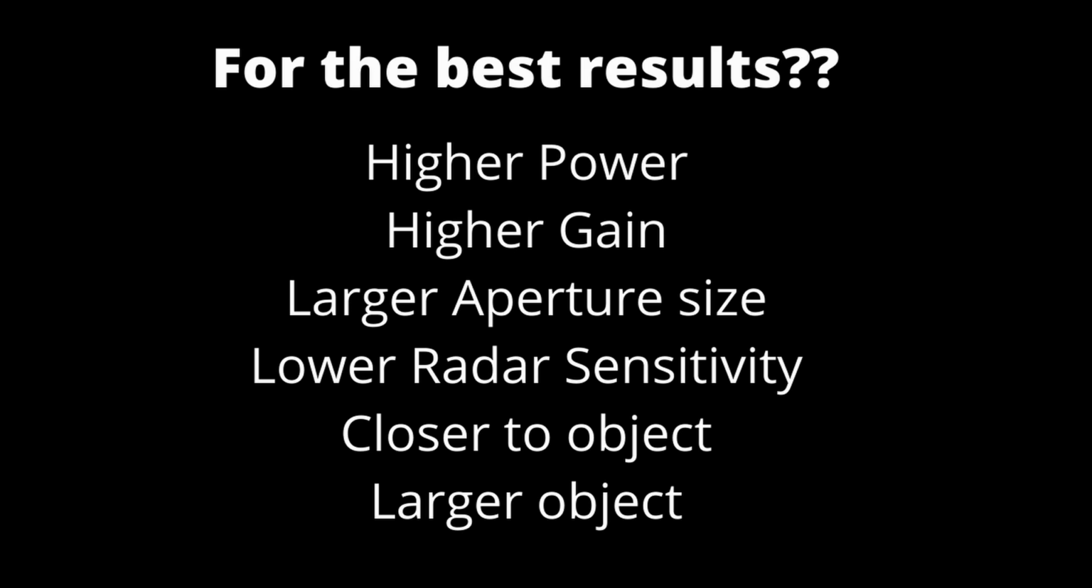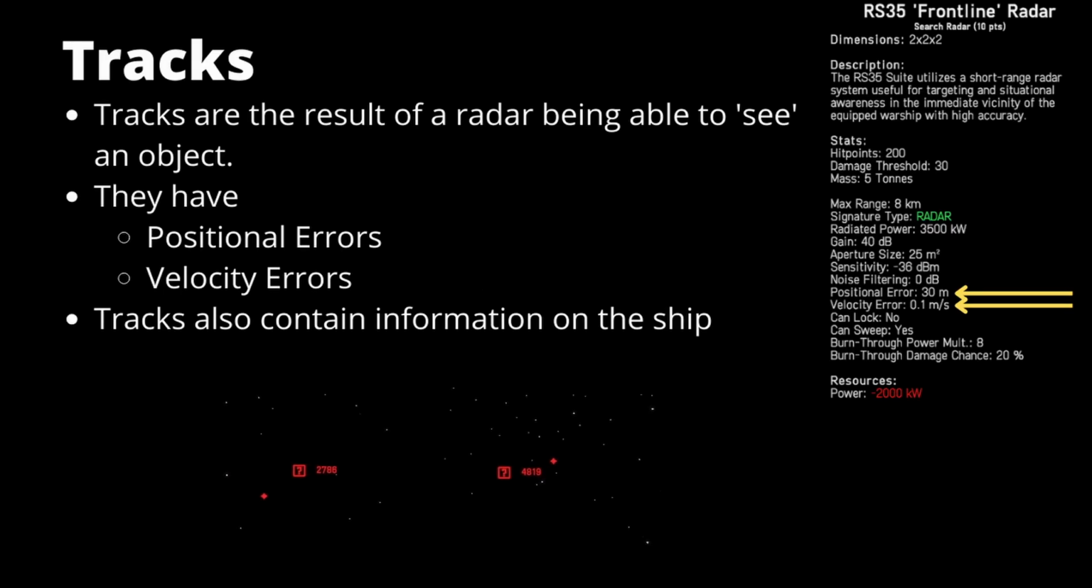As you get closer to the object, more power is going to be bounced back, and if there's a larger object, more power will be bounced back towards your radar's aperture. So let's have a look at what happens when you finally cross the radar's sensitivity and the noise thresholds, and you can detect a track on the screen. When your radar is able to finally see something, Nebulous Fleet Command will represent that as a track.